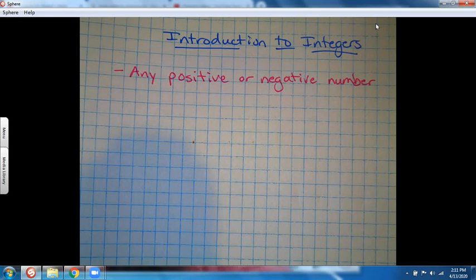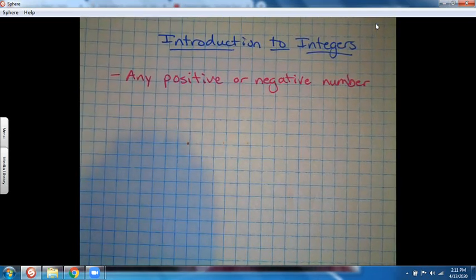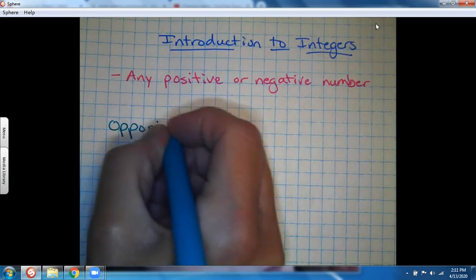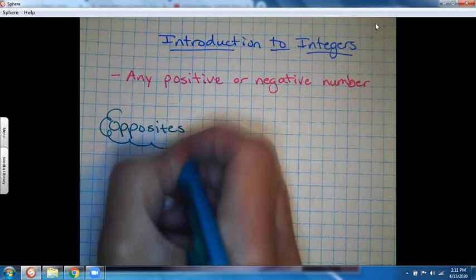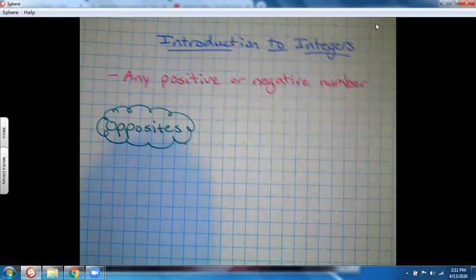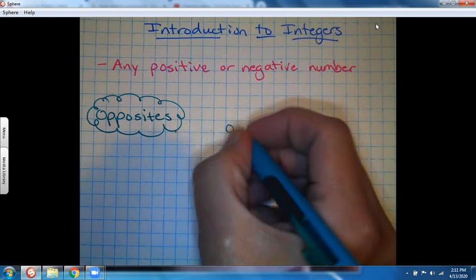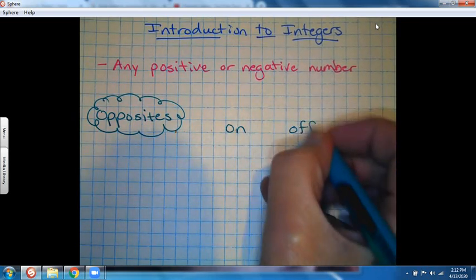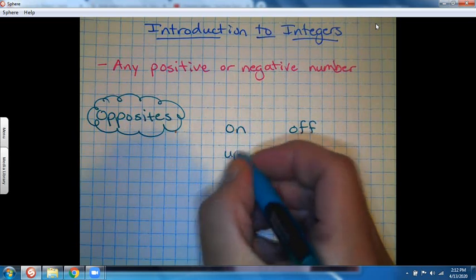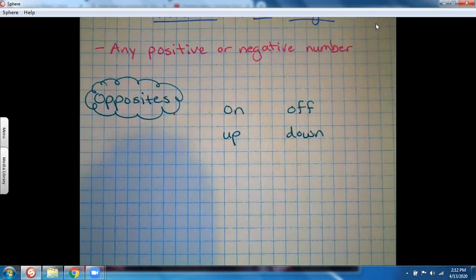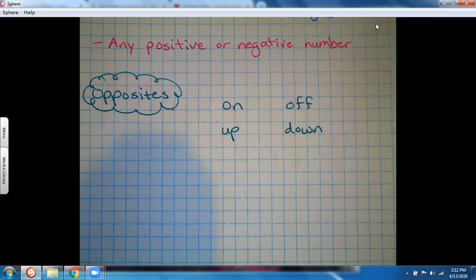The first thing we need to talk about so that you understand positive and negative numbers is we need to know what opposites are. And opposites are simply what they say, the opposite of a number. So like if I say on, you say off. If I say up, you say down. It's the same thing with numbers. Okay? Words can be opposite, numbers can be opposite.